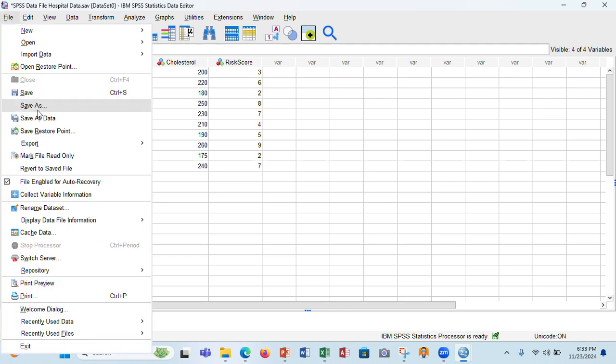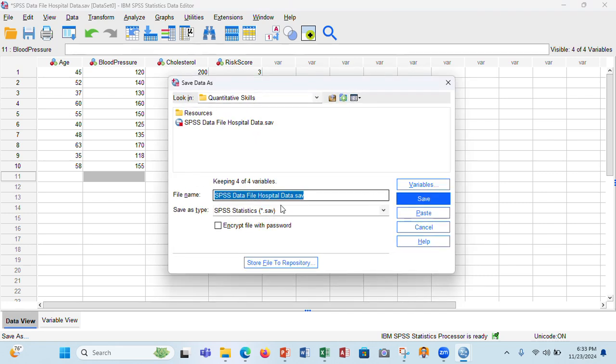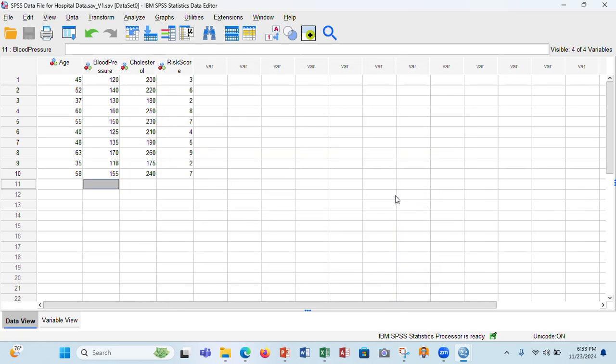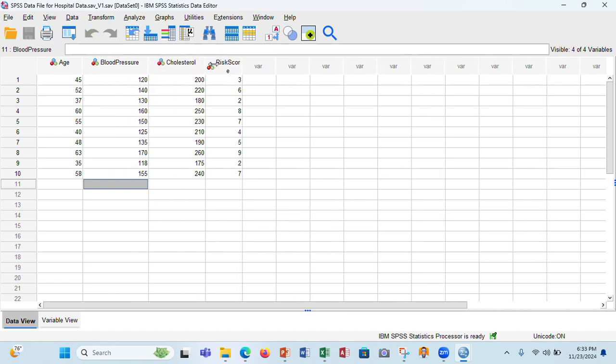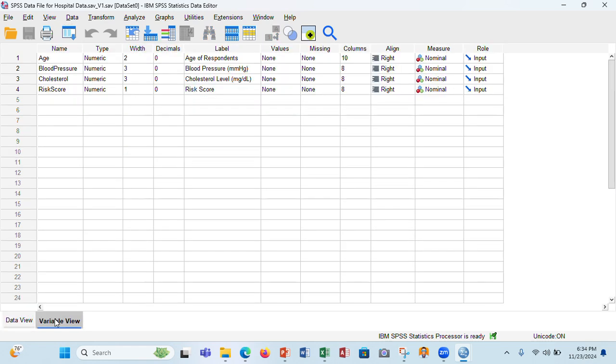What I'm going to do is save this file. Let me save it as SPSS file for hospital data version 1, and save it on my computer. So this file has been saved. These are adjustable columns. You can adjust them in the middle. Now we have our data because we have already set it.